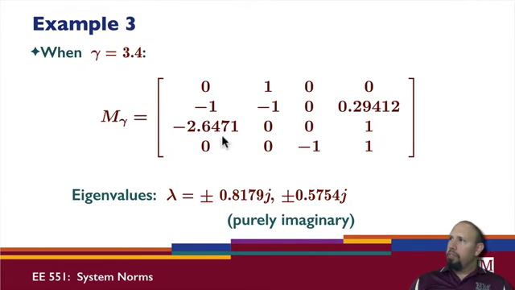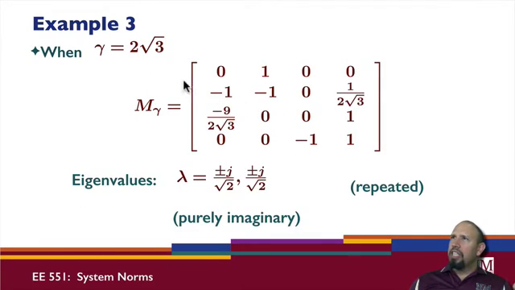Now when I go to 3.4, this becomes my matrix. I check the eigenvalues, and I notice that in fact these are purely imaginary eigenvalues. So when gamma is 3.5, we did not get any purely imaginary eigenvalues. When gamma is 3.4, we do get purely imaginary eigenvalues. Now what happens when gamma is equal to 2 root 3, which is the actual H infinity norm value? I plug that in. This is my Hamiltonian matrix value, and I can check that I get repeated eigenvalues on the imaginary axis. They are on the imaginary axis and they're repeated. So you can actually show that this is the H infinity norm, because if I go infinitesimally greater than this, my eigenvalues will not be imaginary.